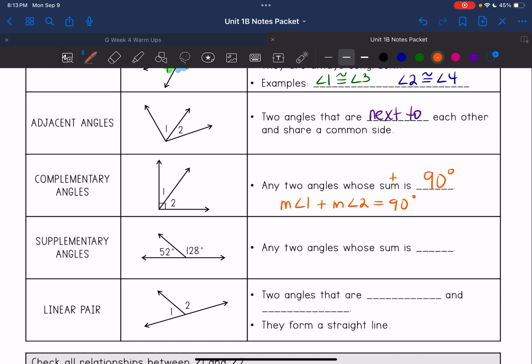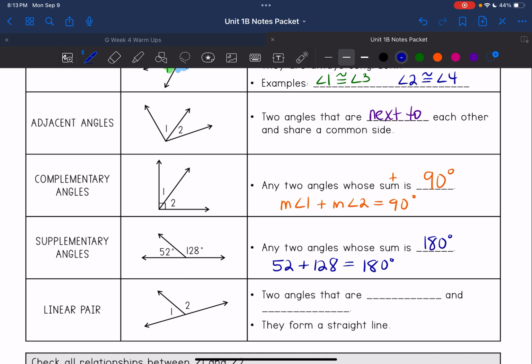Okay, supplementary, very similar, but it's just a different number. Supplementary is any two angles whose sum is 180 degrees. So if you look at that picture, the example that they give us is an angle that's 52 degrees and an angle that's 128. But if you add those up, you'll see that that actually comes out to 180. So that means that those two angles are supplementary.